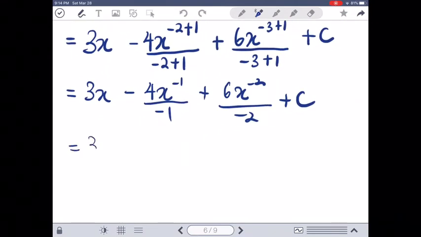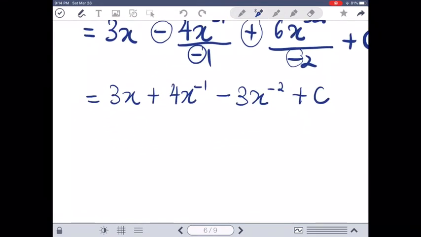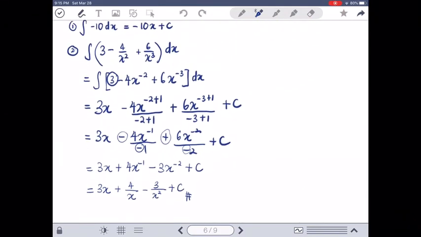Which is equal to 3x. Negative divided by negative, we should get positive, 4x to the power of negative 1. Positive divided by negative, we should get negative. 6 divided by 2, 3x to the power of negative 2 plus c. And we should make this look better. We will get 3x plus 4 over x minus 3 over x squared plus c. That is your final result.